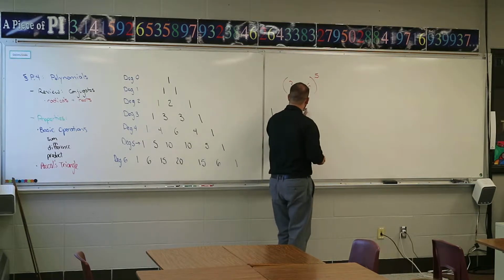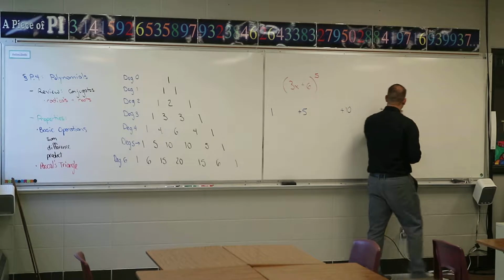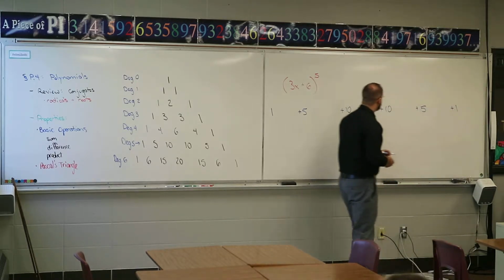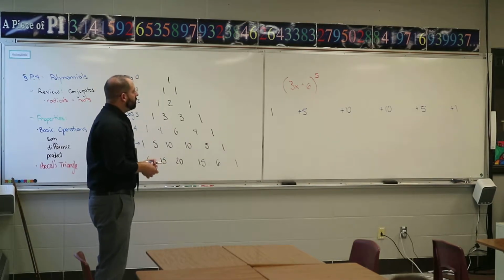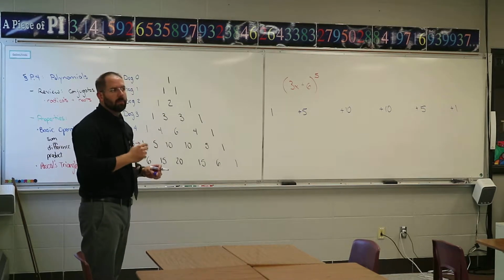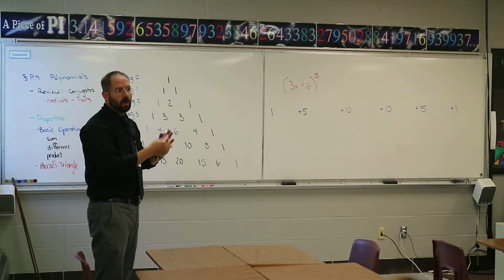So 1, 5, 10, 10, 5, and 1. So I just spread them out. It doesn't matter the spacing. I just spread out the numbers. And then behind each of those numbers, the 1, the 5, the 10, the 10, the 5, and the 1, you're going to put the 2 items in the parenthesis in their own little parentheses.